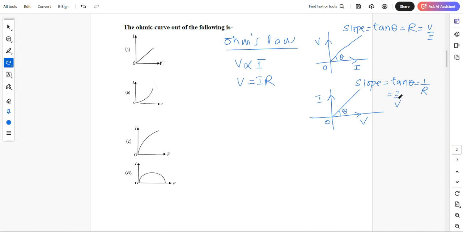I by V. Understood? If V is on the y axis and I is on the x axis, slope is equal to tan theta is equal to R is equal to V by I. Now if V is on the x axis and I on the y axis, slope is equal to tan theta, that is equal to 1 by R, that is equal to I by V. Whatever may be the situation, you are getting a slope passing through the origin. This is the right answer.